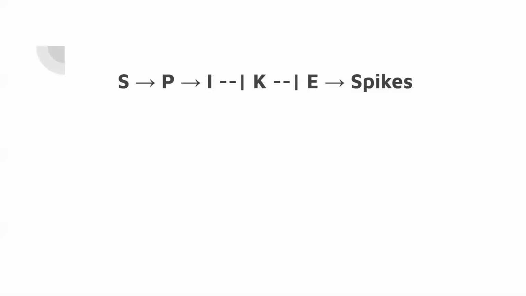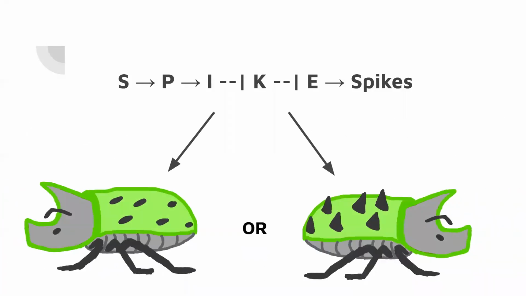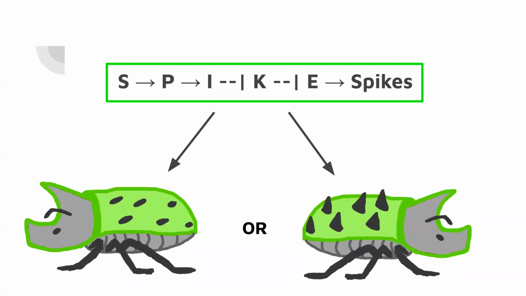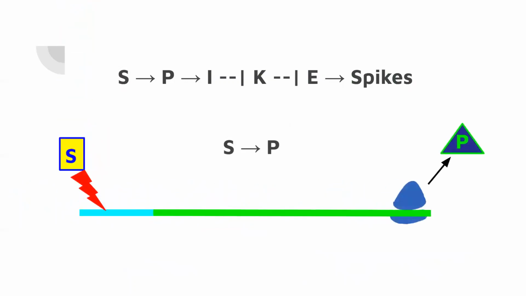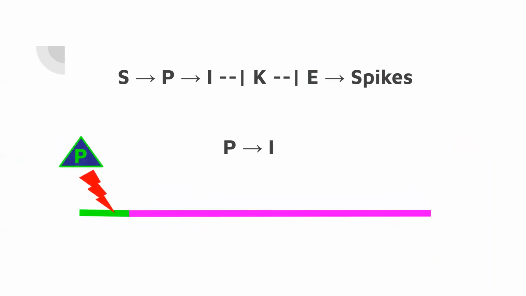Developmental networks are pathways of genes and regulators that determine if a certain phenotype will be expressed. We'll be looking at this developmental network that regulates the formation of spikes on certain beetle species. The S in our pathway serves to activate the transcription of gene P in our chain. P, in turn, activates the production of gene I.